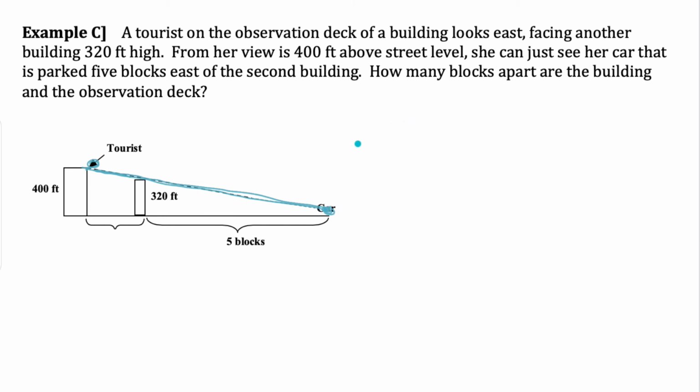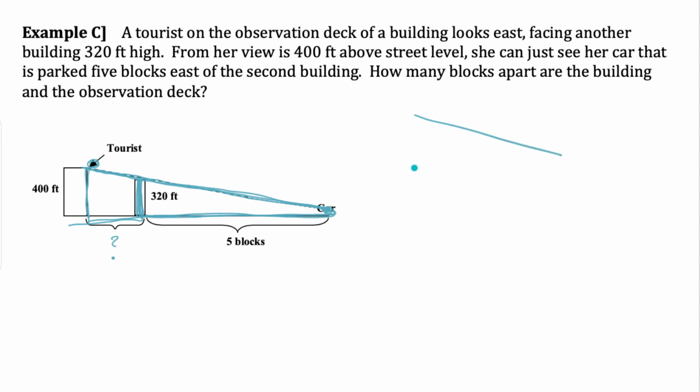How many blocks apart are the building and the observation deck? So this is what we're looking for here, right? And it tells us that her car is 5 blocks from this shorter building here, right? So you can kind of see these triangles in here, right? We have, again, pretty much the same diagram we had in the last problem, right? So we have 320, we have 400, we have 5, and then we have some unknown here.